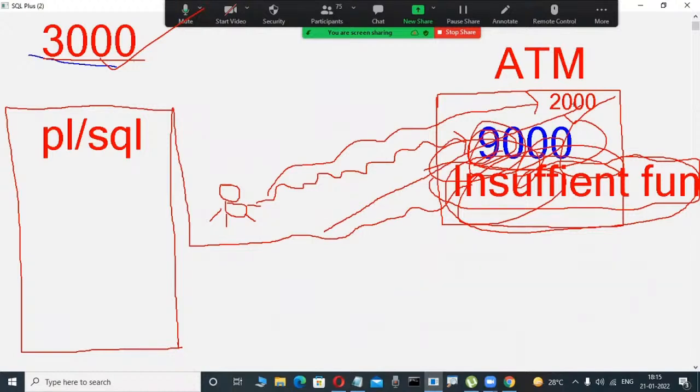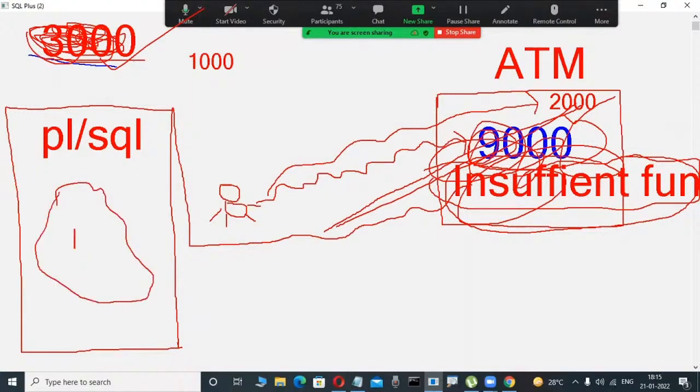Now, whenever we withdraw 2,000, what is the available balance? Here 3,000 minus 2,000 is 1,000. That is what I want reflected in my database. Otherwise, if 2,000 is withdrawn but 3,000 still remains, the total banking system collapses. Those transactions are all written through coding. That's why PLSQL developers are required in a project.